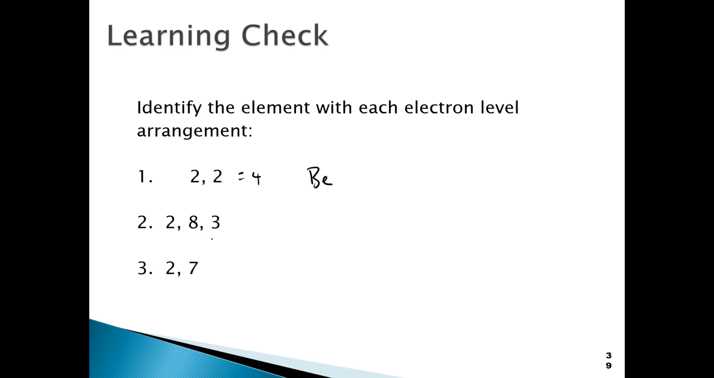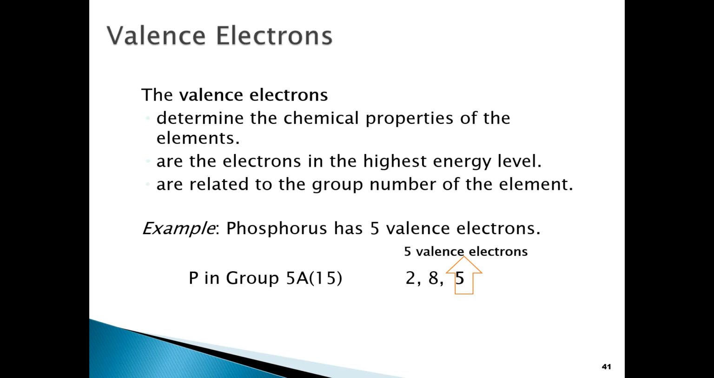In this case here, we have 2 plus 8 plus 3, so that equals 13. And the element that has that particular number of electrons would be aluminum. And then finally, in the case of this, where the sum is equal to 9, 2 plus 7 is equal to 9, and the element that has 9 electrons, or an atomic number of 9, would be fluorine, and that's it. So those are the answers for that.